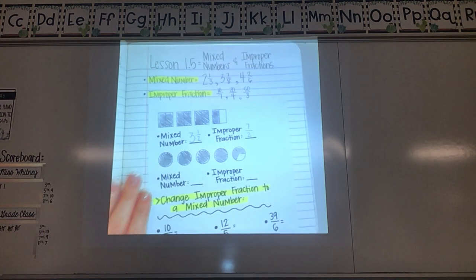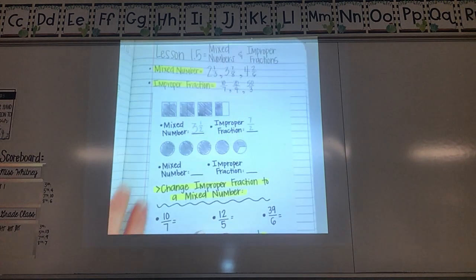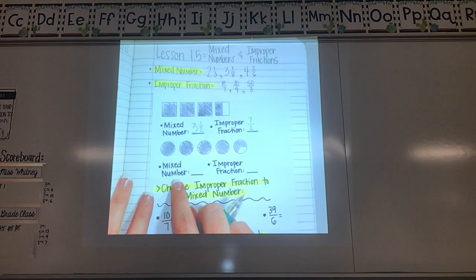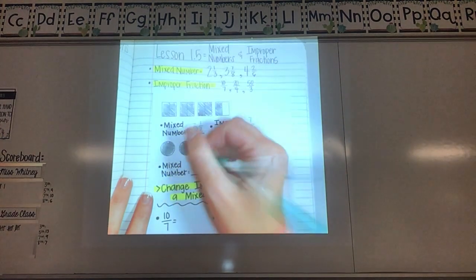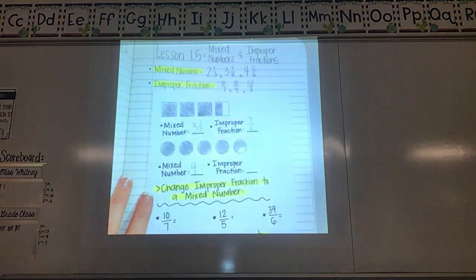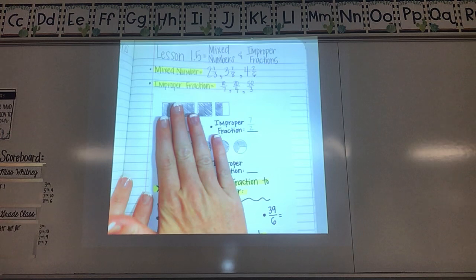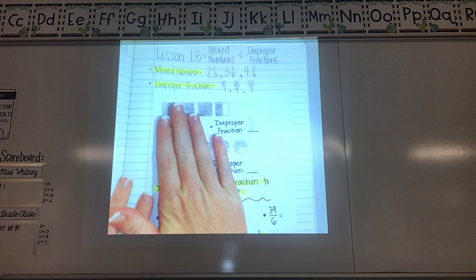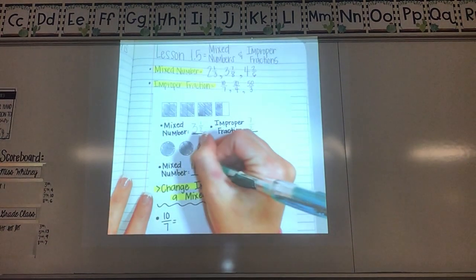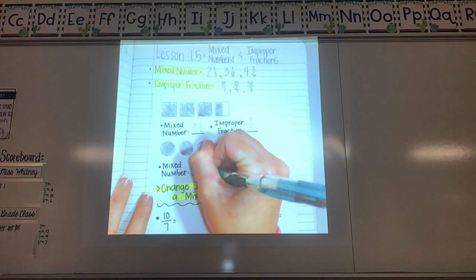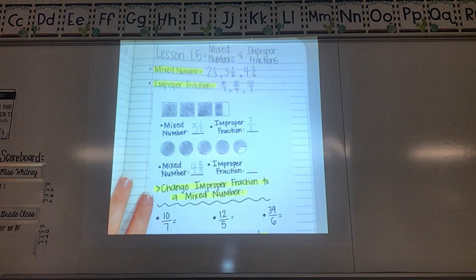Let's try another one. Down here we have circles. Let's do the mixed number first. So first I need to find out how many whole circles are shaded in. That would be 4. Then to get my fraction, I'm just going to look at the one that is partially shaded. So how many are shaded out of that circle? 2/3. So my mixed number would be 4 2/3.